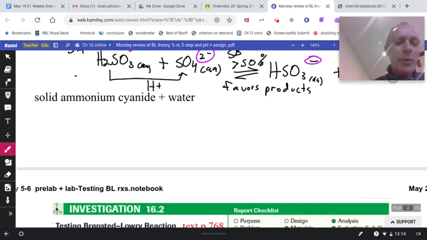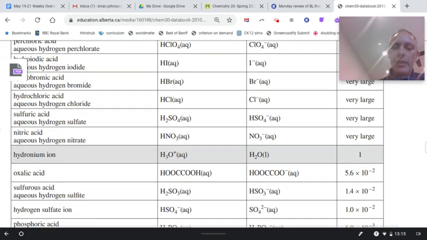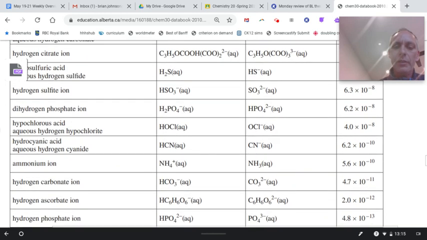Yay. Okay, solid ammonium cyanide, last one. Ammonium cyanide is an ionic compound, so we dissociate it. It's highly soluble. Everything is in this chapter. And water, and that's all we've got. So we've got to go look these up. Ammonium cyanide and water. We know water is a weak acid and a weak base. Ammonium and cyanide. Okay, I think they're both down near the bottom.